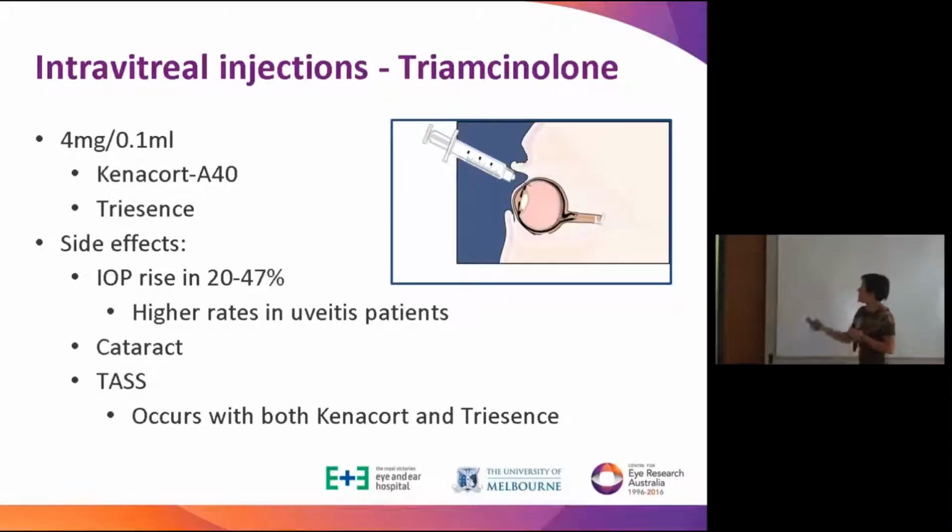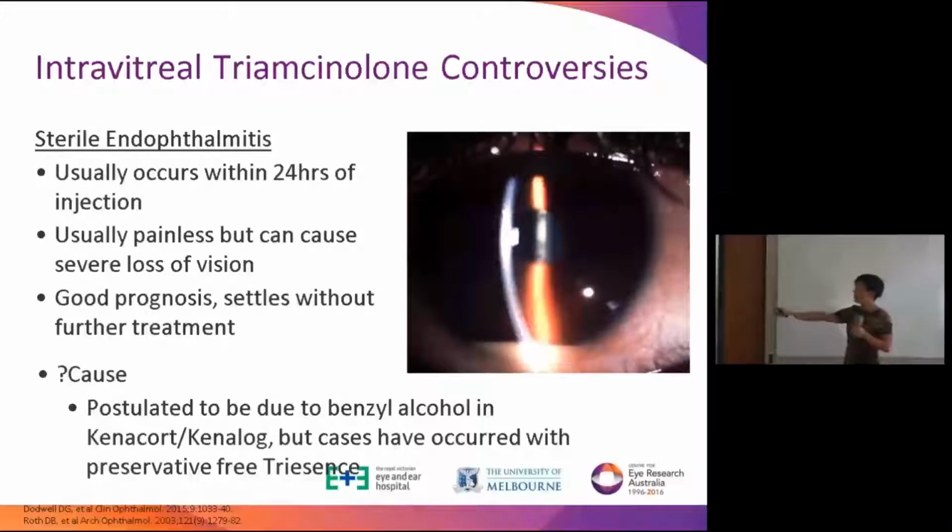Now, if we move on to intravitreal steroid injections, there's either Triamcinolone, or you can look at Triessence, which is the unpreserved Triamcinolone, and then Ozurdex. So I'm going to just start with Triamcinolone. I generally use Kenacort. The preservative-free is Triessence, 4 milligrams, 0.1 mil. Okay, side effects are there. We know the IOP increases, in up to around 45% by some retrospective series, but also there's cataract, and with Triamcinolone, there's the issue of TASS. So TASS being sterile endophthalmitis as a reaction to the Triamcinolone.